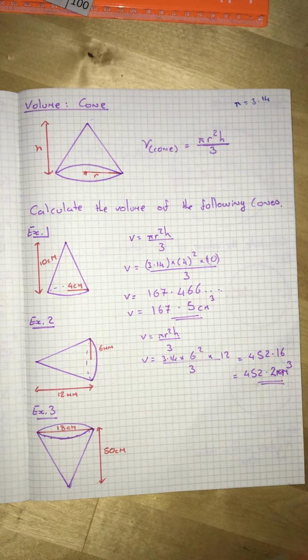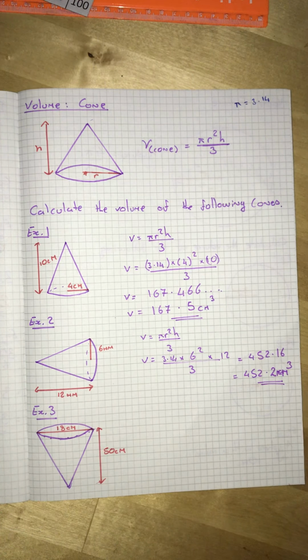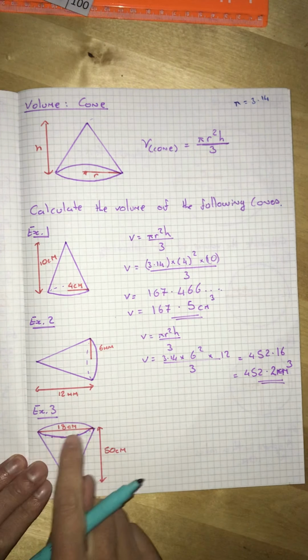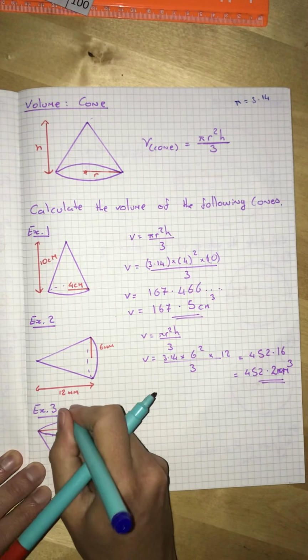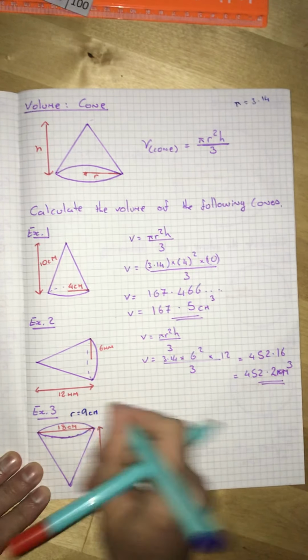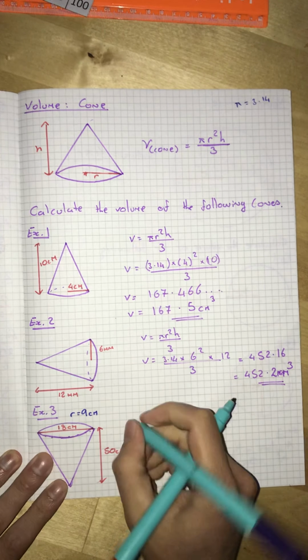Okay, now extra bit with this question. I've not given you the radius, I've given you the diameter of the circle. But that's fine because we know that the radius is half the diameter. So the radius is going to be 9 centimeters.